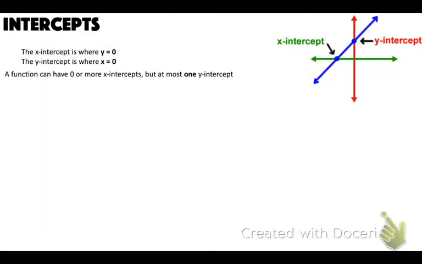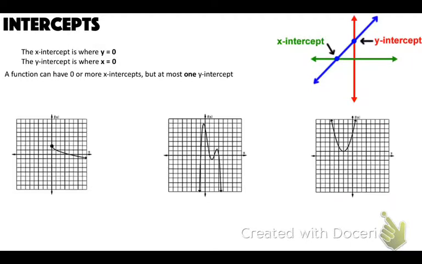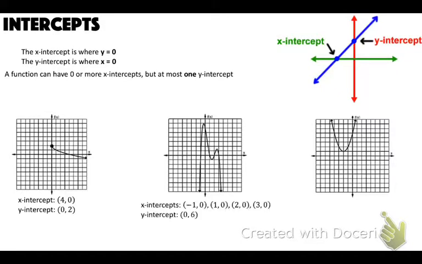So here, a function can have 0 or more x-intercepts, but only one y-intercept. You can have as many x-intercepts as you want, but you can only have one y-intercept. If we look at these functions right here, we need to find the x and y-intercepts. This one, the x-intercept, where it crosses the x-axis, is at (4, 0), and the y-intercept is at (0, 2). These are pretty easy, we're just looking at the graph, right? This one, we have 4 x-intercepts: (-1, 0), (1, 0), (2, 0), and (3, 0). And the y-intercept is at (0, 6). Always write them as points. This one, there is no x-intercept, but the y-intercept is at (0, 5).